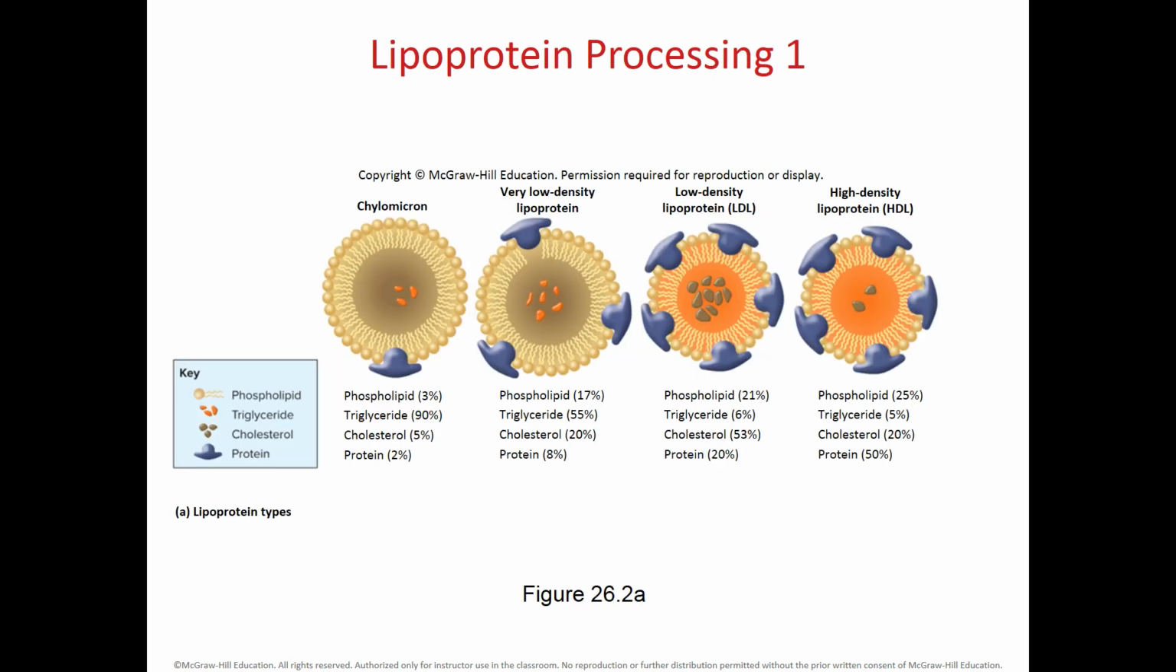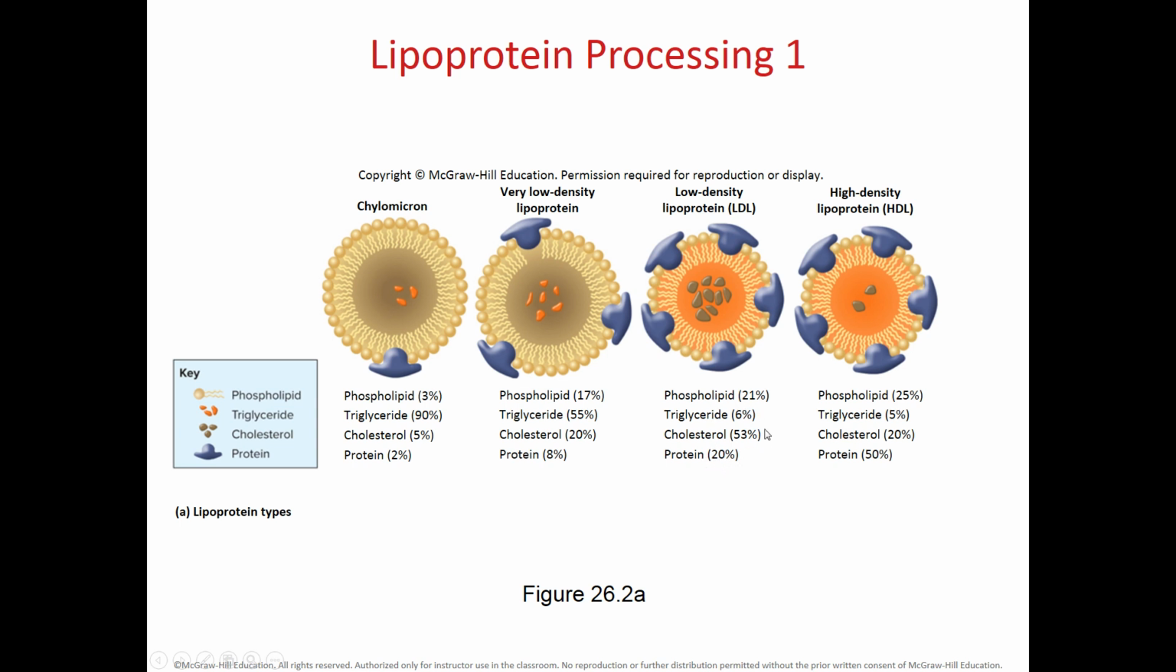So here are the different forms of lipids and their composition. Chylomicrons have 3% phospholipids, 90% triglycerides, 5% cholesterol, and 2% proteins. Very low density lipoproteins have very low protein, 8%. They have a high amount of triglycerides, 55%, a low amount of cholesterol, 20%, and 17% of phospholipids. Low density lipoproteins, or LDLs, have a low amount of triglycerides, 53% of cholesterol, and 20% of protein.